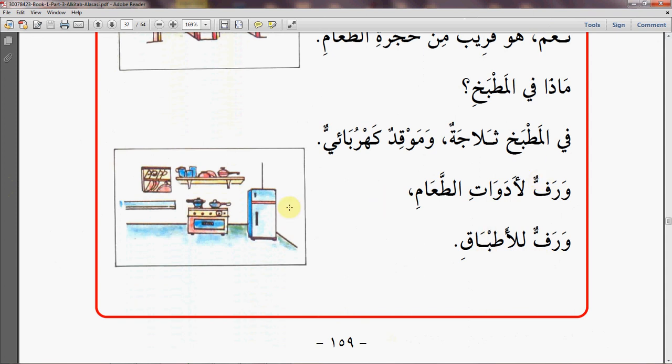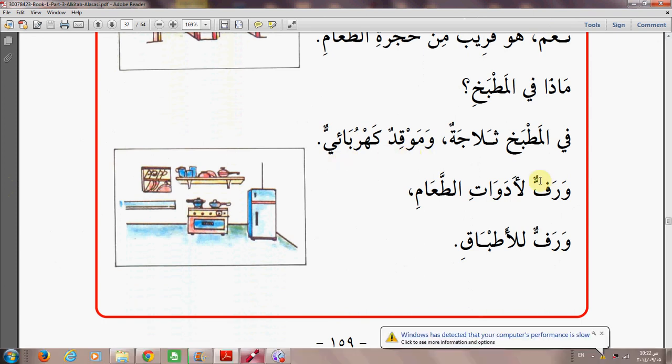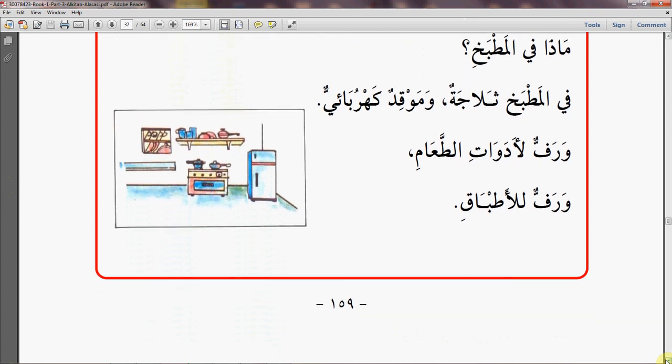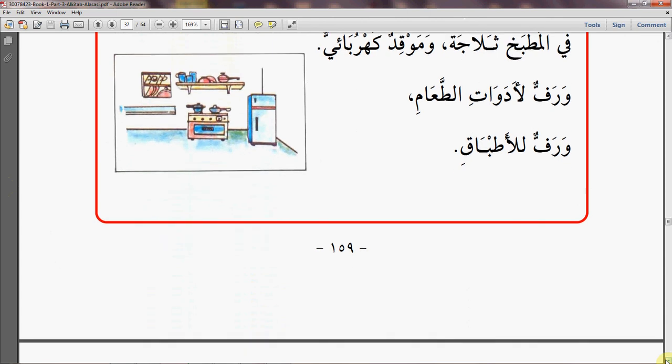So again, what the kitchen has, or what is in the kitchen. في المطبخ ثلاجة, a fridge, وموقد كهربائي, and an electric oven. ورف لأدوات الطعام, and the shelf for the food tools like a jug, like a cup, like pots. Could you see here? ورف للأطباق, and a shelf for the dishes. So الأطباق is the plural of طبق. أطباق is the plural of طبق.